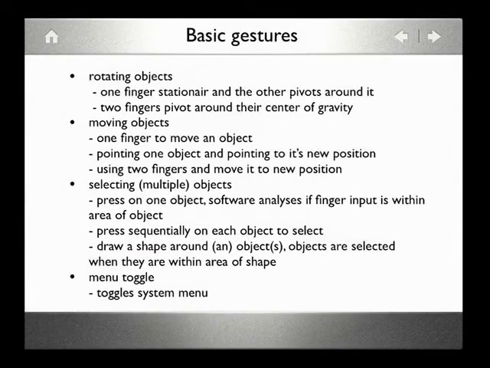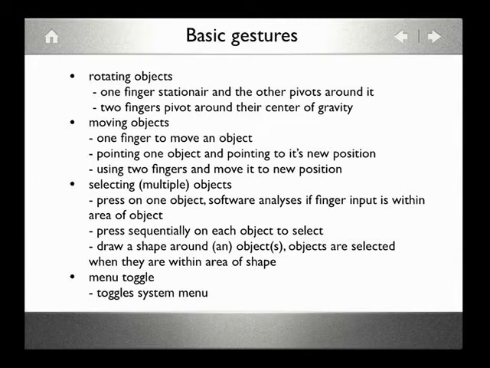And the basic gestures. Let's start with rotating objects. We can do rotation using one finger stationary and the other pivoting around, just like that. We can also do it with two fingers that pivot around their center of gravity, just like, let's say, like that.